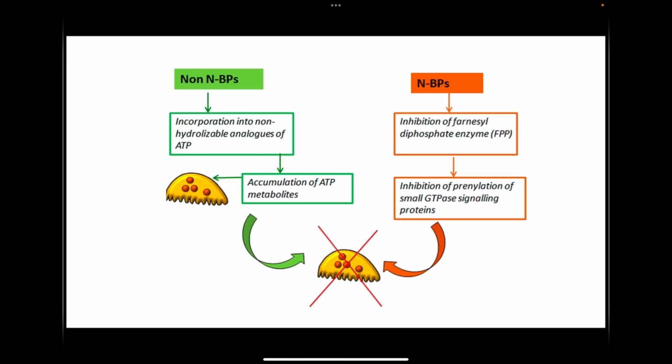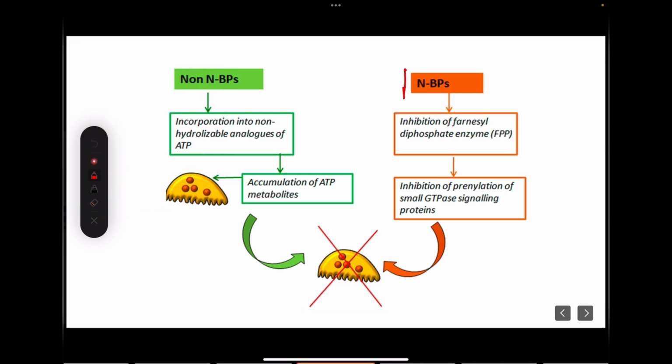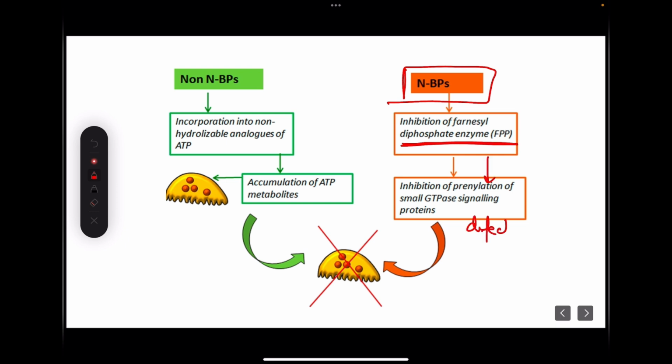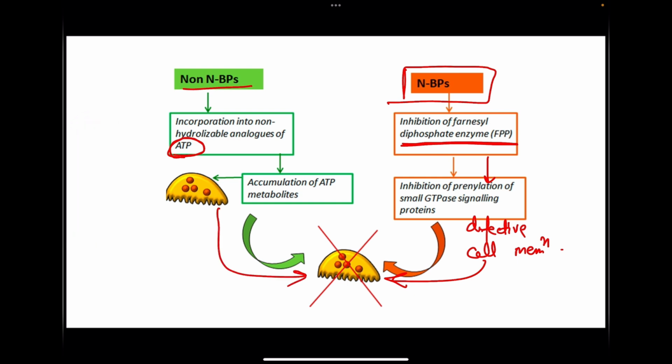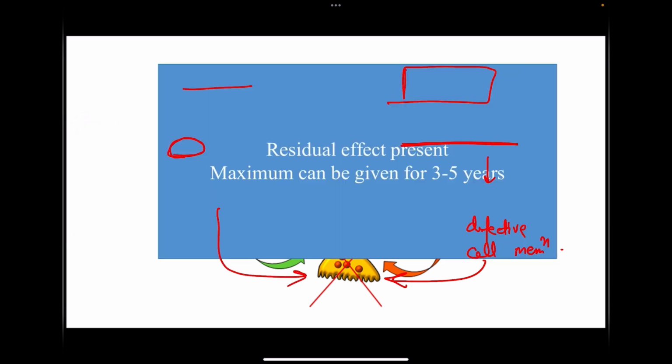So this diagram shows the difference in mechanism of the two drugs, nitrogen and non-nitrogen containing bisphosphonates. This is the nitrogen containing bisphosphonate, which inhibits this enzyme, FPPS enzyme. Ultimately, a defective cell membrane will form and it will lead to the apoptosis of the cell. And non-nitrogen containing agents are metabolized into toxic metabolites of ATP. Ultimately, they will accumulate in the cell, leading to the apoptosis of the cell. This is how these two agents will act in a cell.